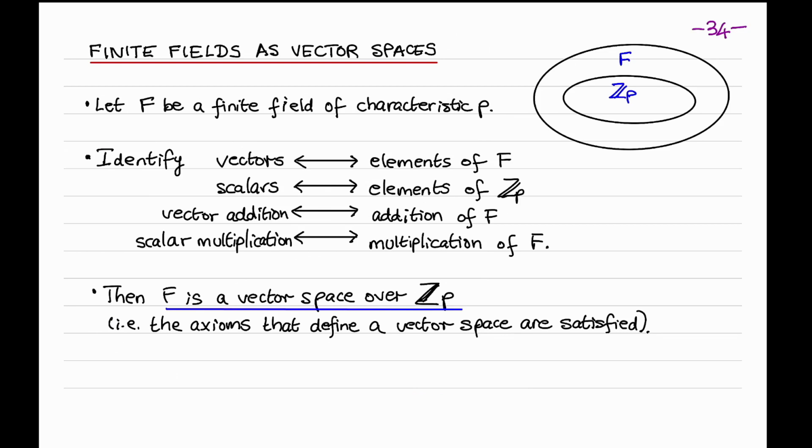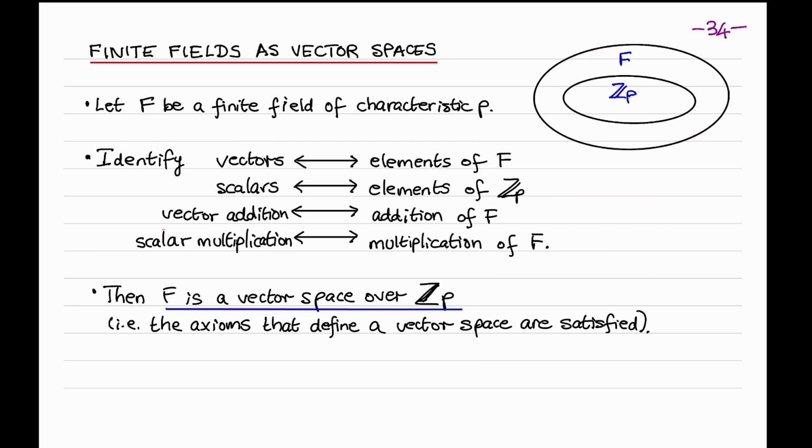All right, so let's now see how we can view finite fields as vector spaces. Recall that a vector space must contain vectors, scalars from a field, and have notions of vector addition and scalar multiplication. So let F be a finite field of characteristic P, where again P is a prime number. And recall that within F, we have the integers modulo P as a subfield. We now identify vectors as being elements in F, and scalars as being elements in the subfield of integers modulo P.